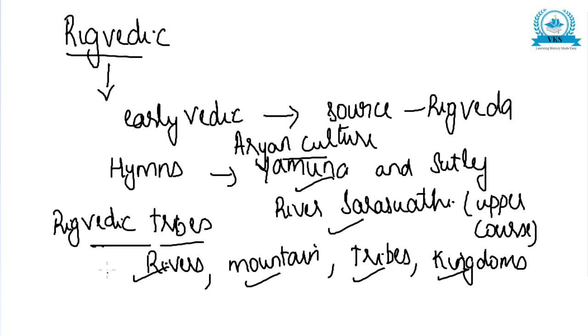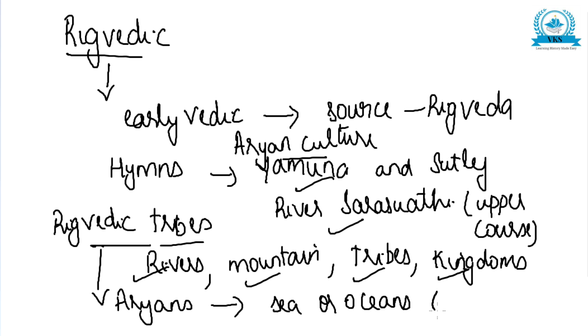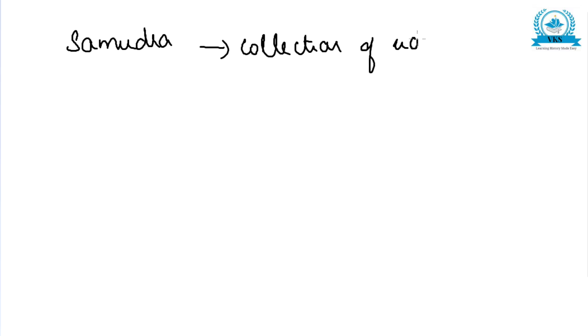The Rigvedic Aryans were not much acquainted with sea or oceans. There is a mention of the word Samudra in the Rigveda, but here the word Samudra probably meant only a collection of water, not sea, during this period. That is why it is said that the Rigvedic Aryans were not acquainted with sea or oceans.